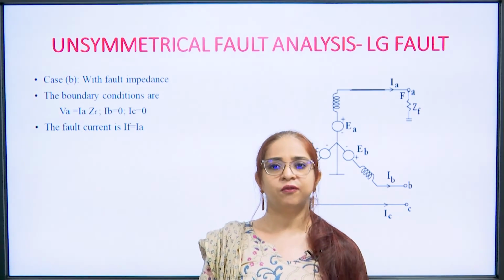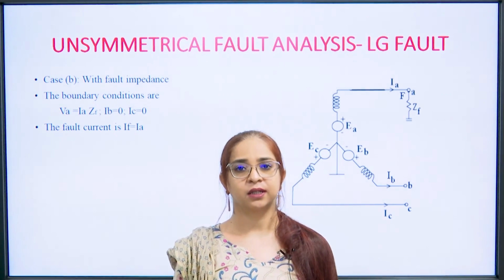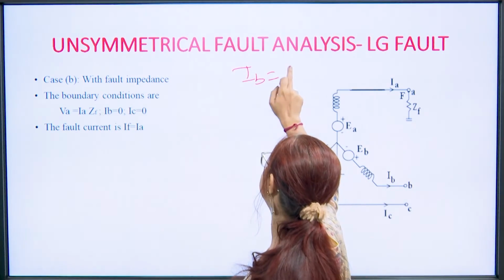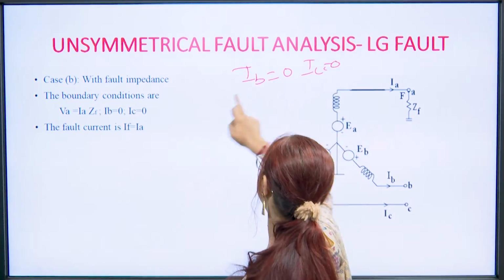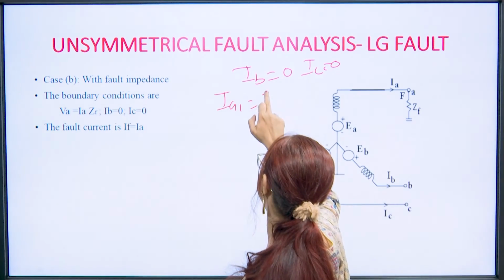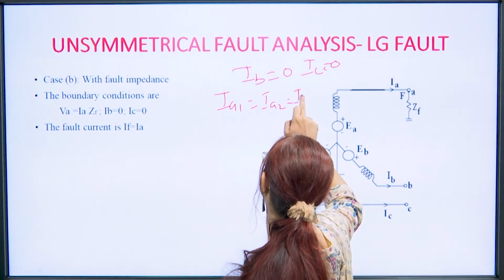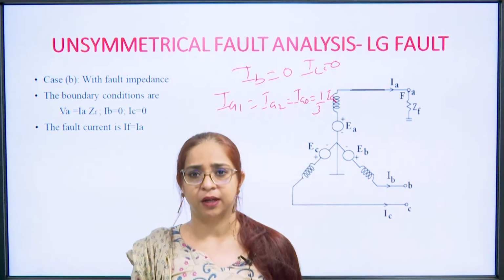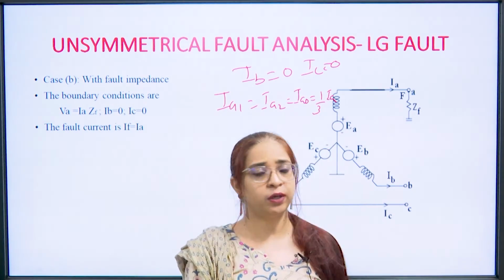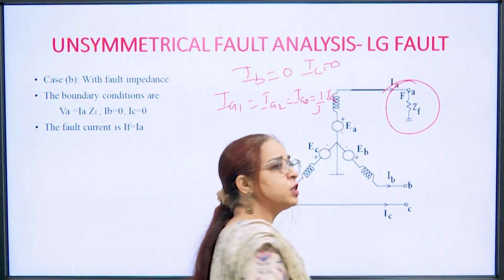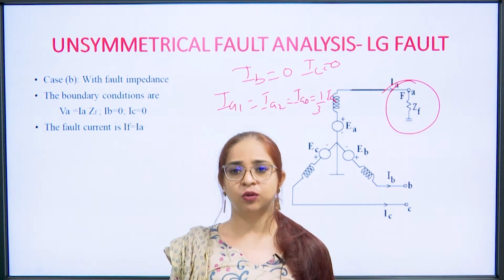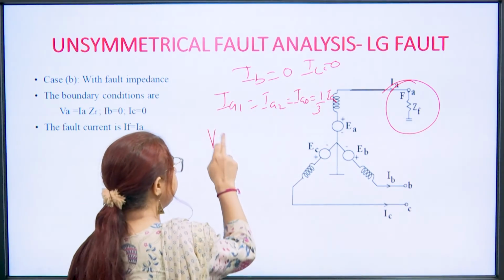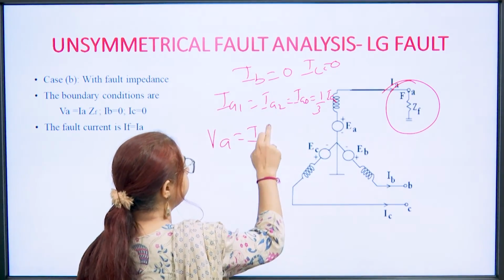Similarly, when the fault has occurred but with an impedance, अभी क्या हो रहा है यहाँ IB और IC में अब भी करंट ज़ीरो है, तो इस केस में भी IA1 is equal to IA2 is equal to IA0 is equal to 1/3 times IA. This is still happening. The only change is now VA is not equal to 0. See here, this potential difference is not equal to 0. That means VA is equal to IA into ZF.